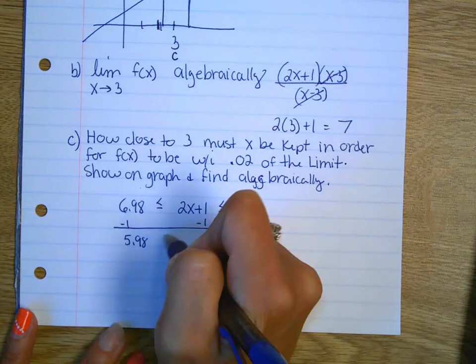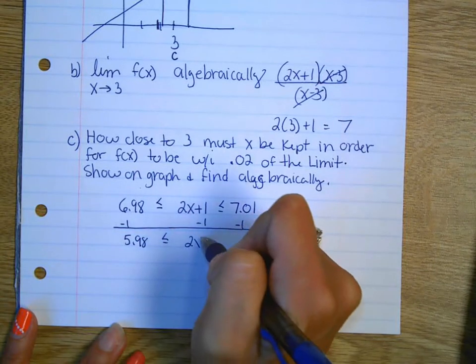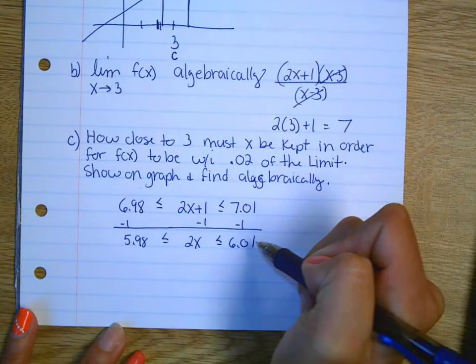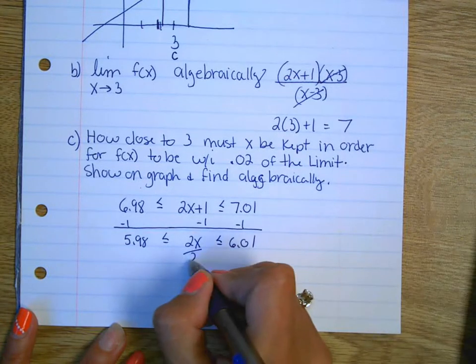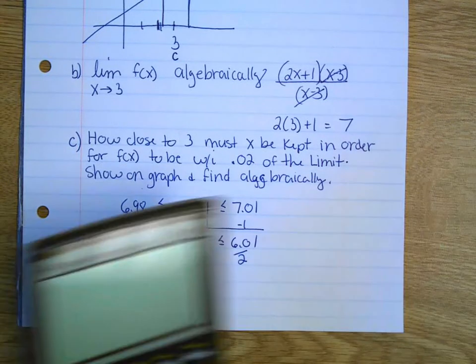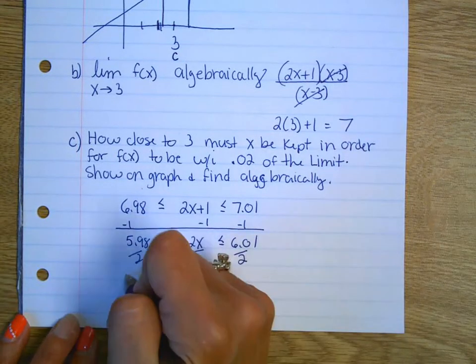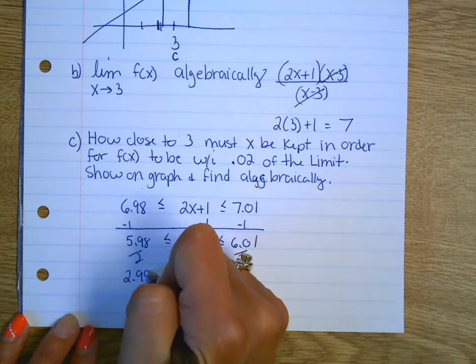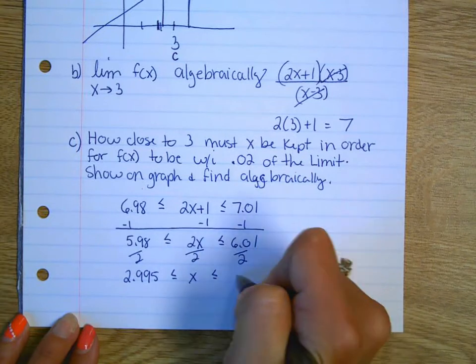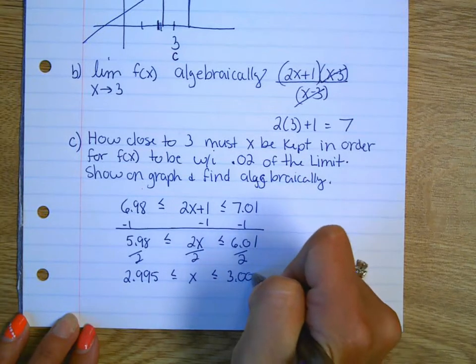5.98 less than or equal to 2x less than or equal to 6.01. Divide everything by 2. And I get 2.995 less than or equal to x less than or equal to 3.005.